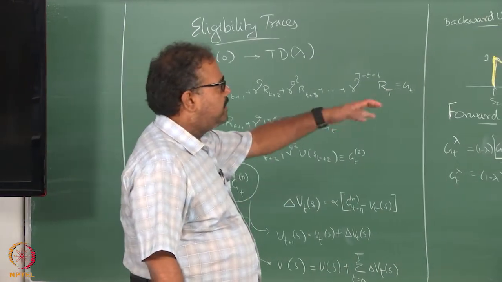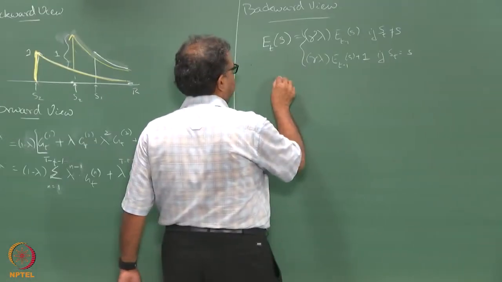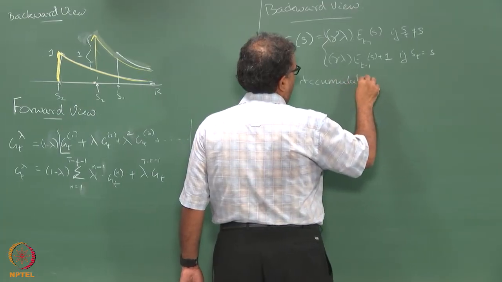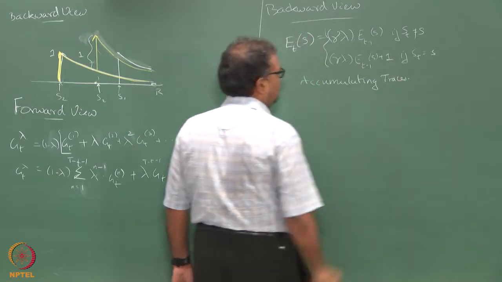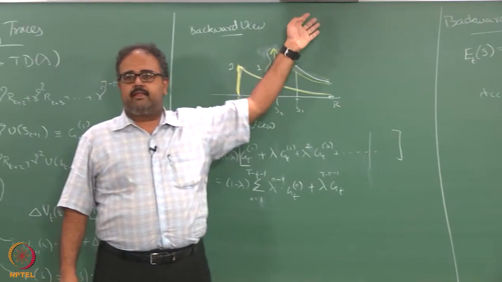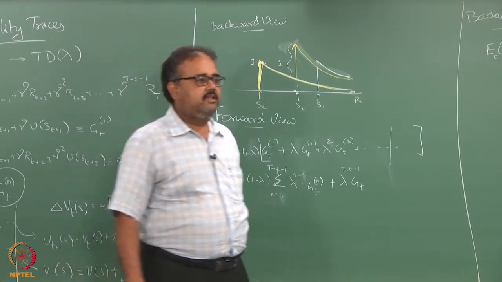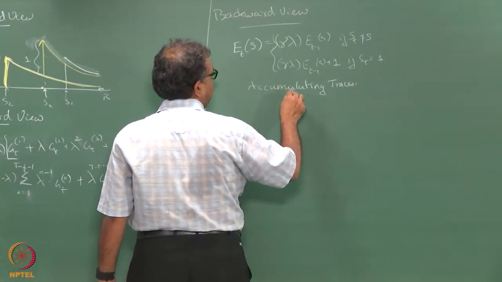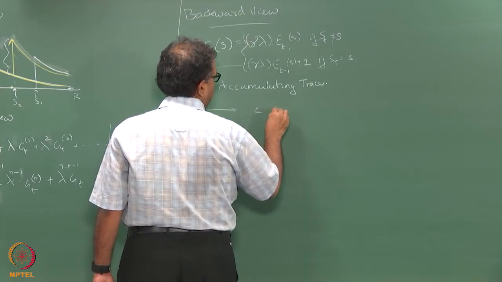We call this accumulating traces because it just keeps on accumulating the eligibility as and when you revisit the state. There is also a version called replacing traces, which essentially replaces the eligibility.